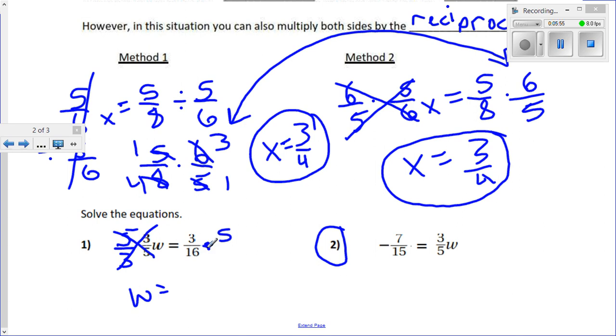So, times 5/3. The 3's are going to cross out and become 1s, and we'll be left with 5/16.